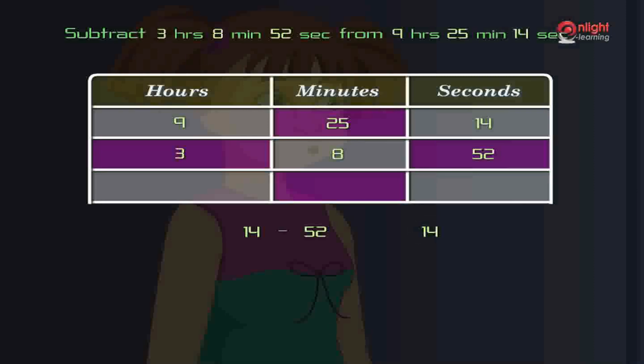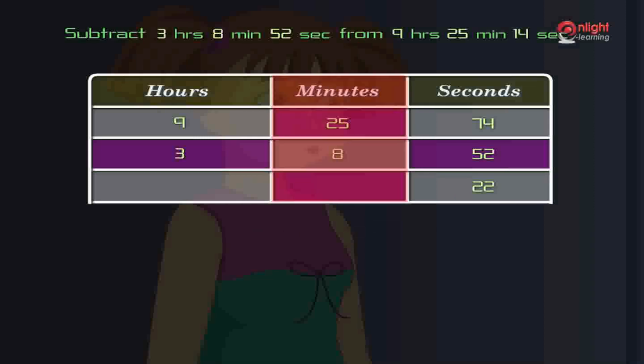Since 14 seconds is less than 52 seconds, we borrow 1 from the minutes column and add it to the seconds column as shown. First, we have to add the borrowed 1 minute to the seconds time. We get 60. 1 minute is equal to 60 seconds, plus 14 is equal to 74 seconds. Now we will proceed with the subtraction of the seconds column. 74 seconds minus 52 seconds is equal to 22 seconds.